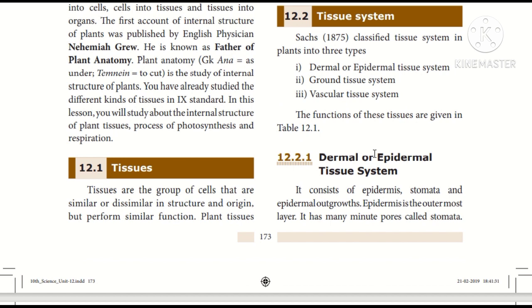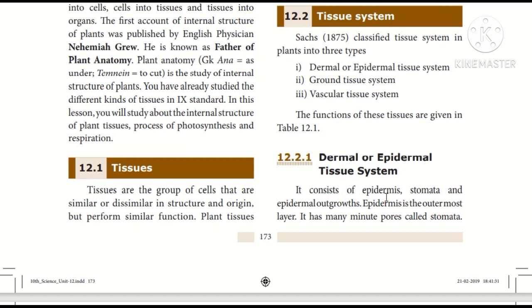What is a dermal tissue? Dermal tissue is also called epidermal tissue. The outermost covering of a root, a stem or a leaf is usually called the dermal tissue. The dermal tissue consists of epidermis. Epi is above, hypo is below, and dermis is the layer.